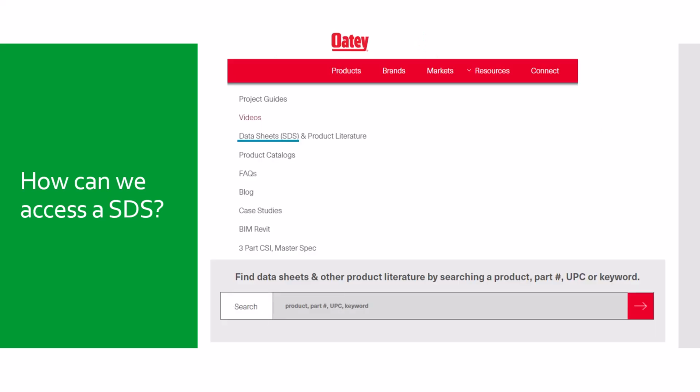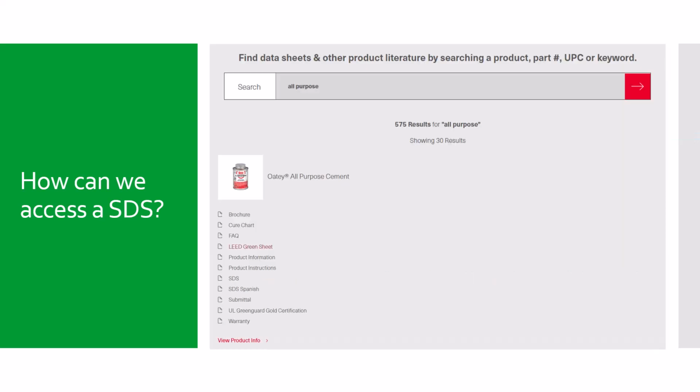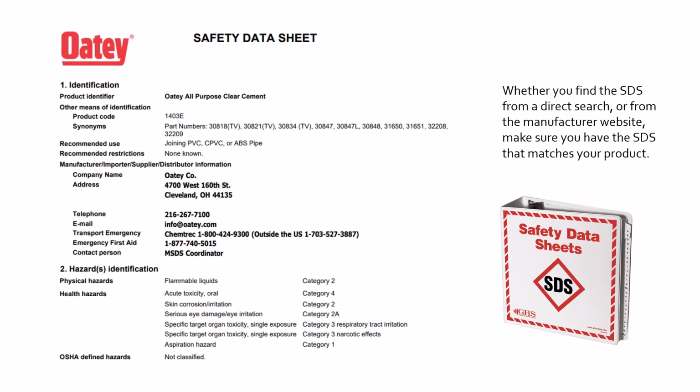It may take a little bit of digging on the manufacturer's site, but they are usually found under some sort of resources tab. On OD's site, if you click Resources, you then can click Datasheets SDS. Again, using OD as an example, this will then take you to a search bar where we can search for all-purpose. Once the results show up, we can click on SDS. This will open the safety data sheet. Whether you find the SDS from a direct search or from the manufacturer website, make sure that you have the SDS that matches your product.